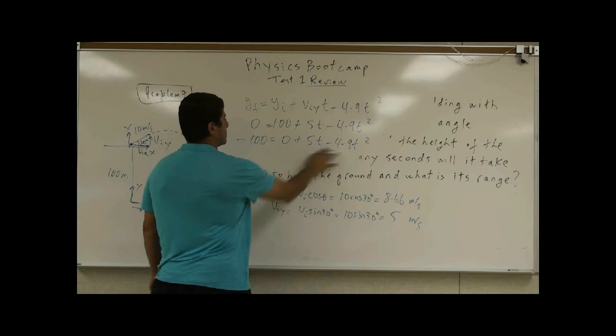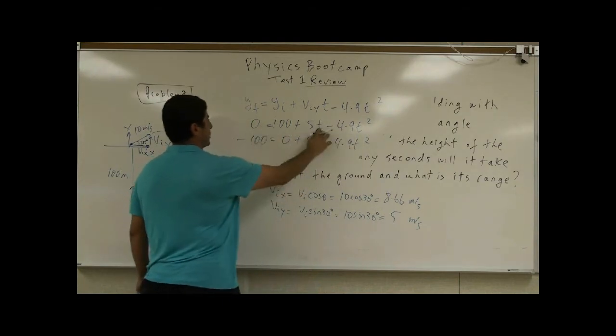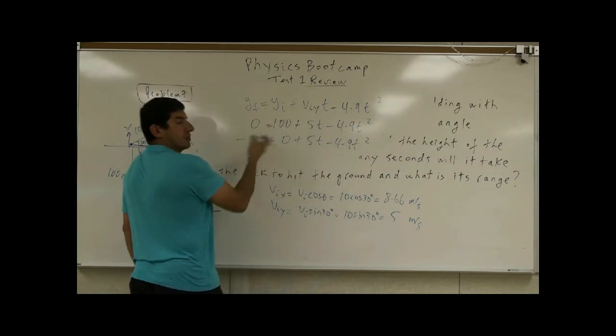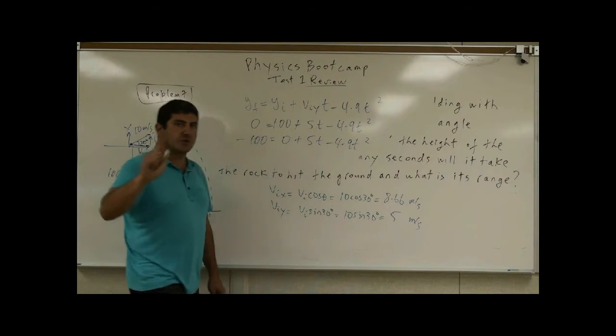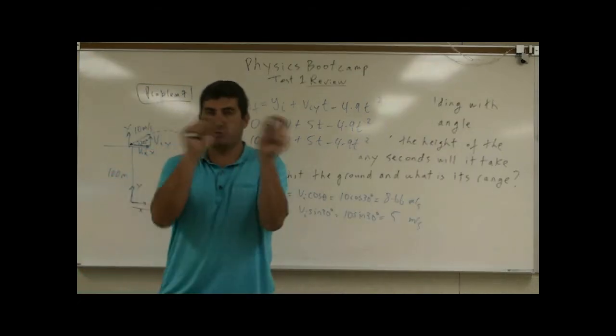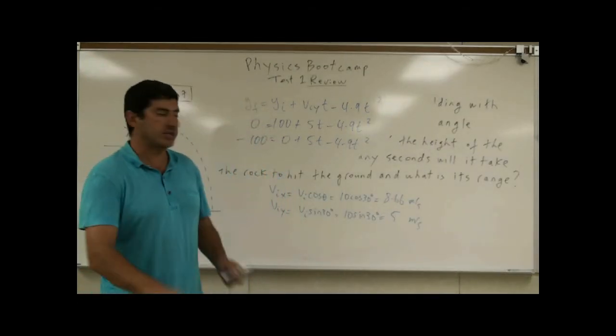Well, the solution to this equation is the same as the solution to this equation. Why? Well, if you take the 100 over there, you get a negative 100, right? So as long as you are consistent in where you put the axis and you're consistent with your signs, then you should get the right answer.